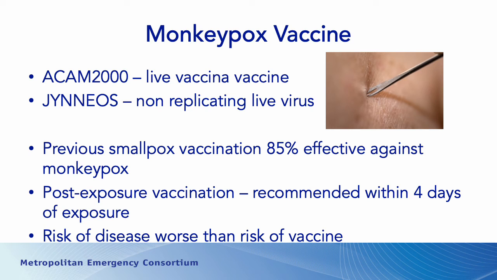For the ACAM 2000, you're considered immune 2 to 4 weeks after the vaccine, more likely 4 weeks, whereas with the Jynneos, you're considered immune 2 weeks after your second dose. We know that the previous smallpox vaccine is 85% effective against monkeypox, which is why it's being recommended for the outbreak.